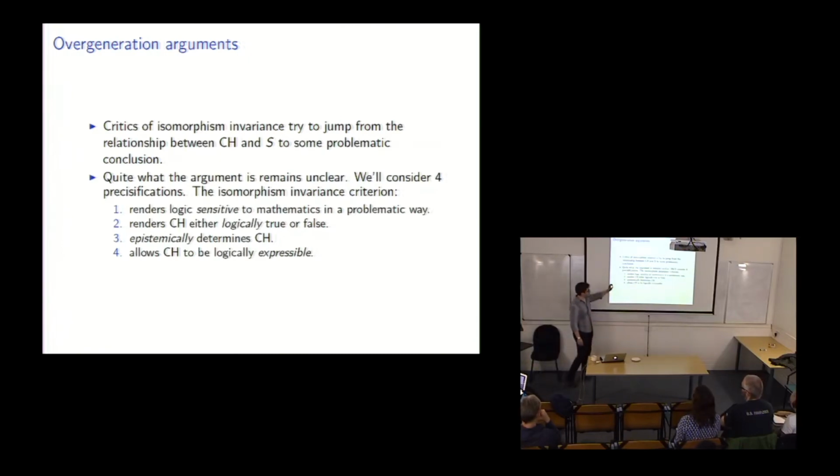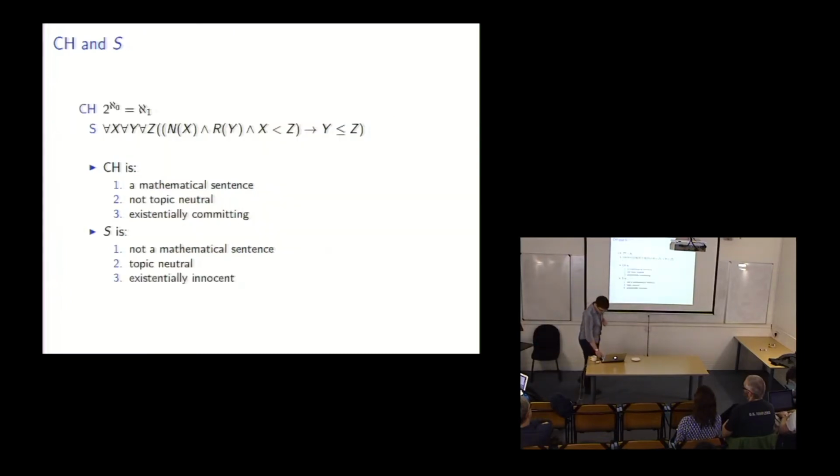Third, maybe it somehow epistemically determines the continuum hypothesis, so it gives us some new epistemic route to knowledge of the continuum hypothesis, which logic shouldn't do. Fourth, it lets the continuum hypothesis be logically expressible, so it allows us to somehow express the continuum hypothesis in purely logical terms. So for the remainder of the talk, we're going to go through these 4 potentially problematic claims for the proponent of isomorphism invariance. So let's start with the first one.